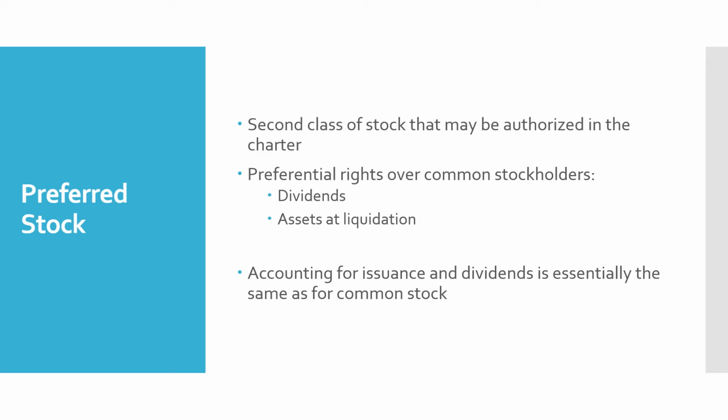And as we discussed when we were going over the rights of common stockholders, if there is preferred stock outstanding, they will have a preferential right to assets at liquidation, meaning that if the company is liquidating, they're going to sell off all their assets, they're going to pay off all their liabilities, they're going to reimburse the preferred shareholders for their investment before they pay anything to the common stockholders. In terms of issuing preferred stock and paying dividends on preferred stock, the accounting, the journal entries for those transactions are essentially the same as for common stock.